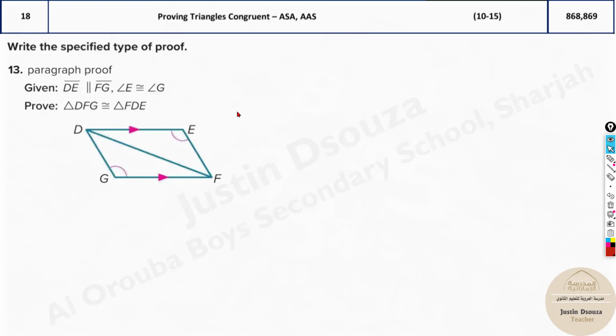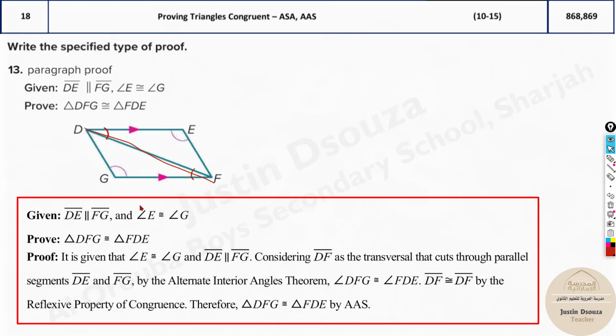And here as well, it's a parallelogram and we have one angle equal to another. There are parallel lines. This is given. Now, if they are parallel lines, there are lots of angles equal. Say this angle is equal to this. Why? Because they are alternate interior angles. And look at this DF. That is the common side for both. So that is also equal. So we have angle, angle, side, again AAS.